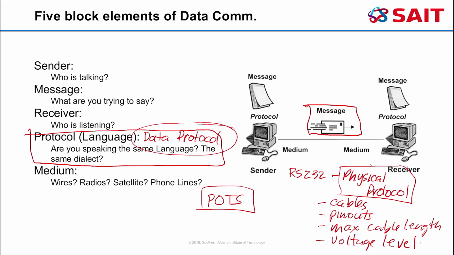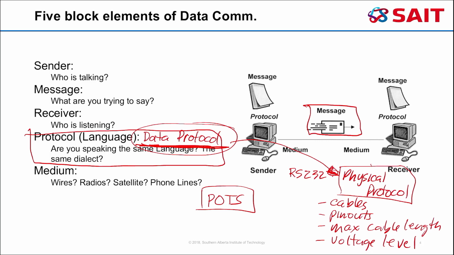So if you're talking to someone else who's Italian and you're speaking English, you have a data protocol mismatch, and there won't be communication. So you have to have a common language or data protocol. So both be Italian or both be French or English and so on. So that's what I'm going to be commonly referring to as the data protocol riding on the physical protocol.